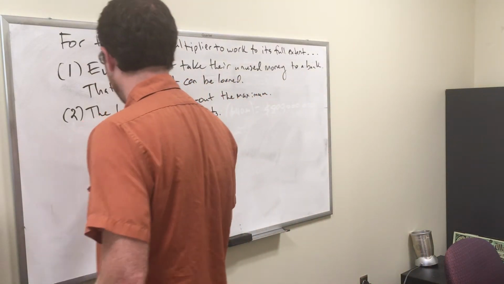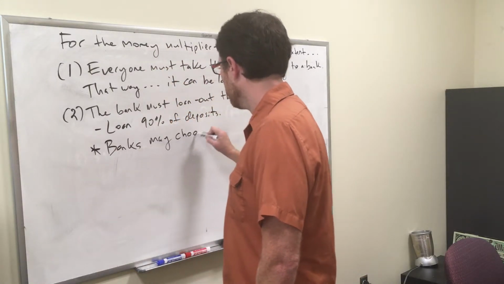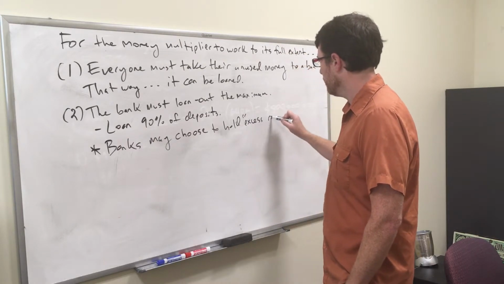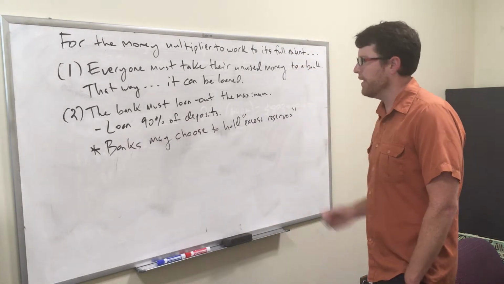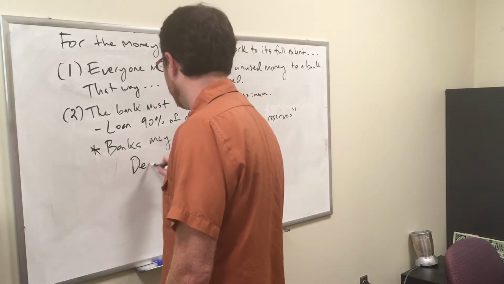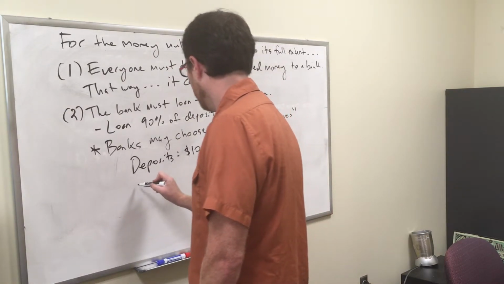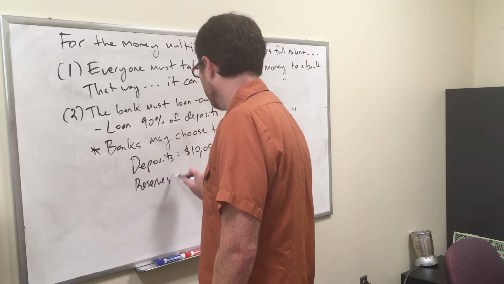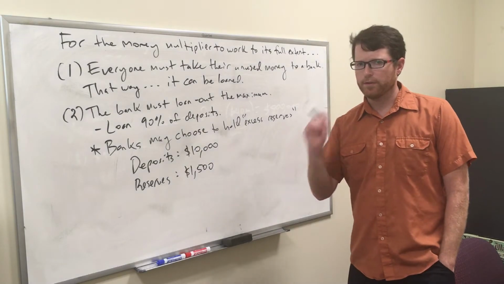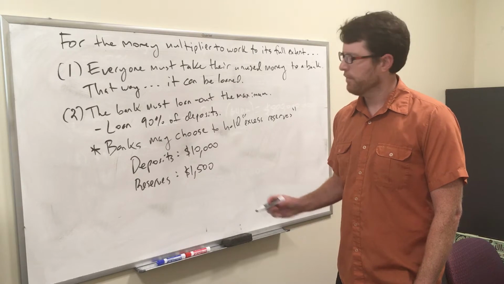Sometimes banks will instead choose to hold excess reserves. And that's just money beyond the 10%, okay? So for example, if a bank has deposits of $10,000 and reserves of $1,500, all right, this is a regular U.S. bank with a 10% required reserve rate. How much excess reserves does this bank have?